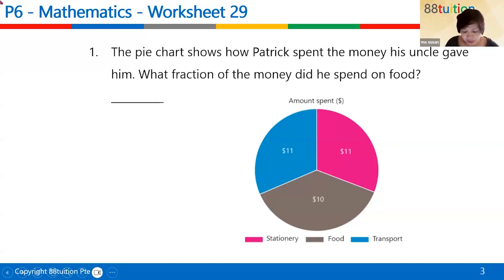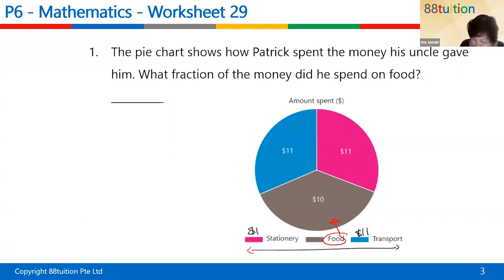Okay, right. The chart shows how Patrick spent his money. What fraction did he spend on food? So he's asking for food. And the total altogether from here to here is... amount for $11. Sorry, $11 is for transport. Pink color is stationery, which is $11. Food is $10. So 10, 20, $32 here. Okay, in total there are $32.